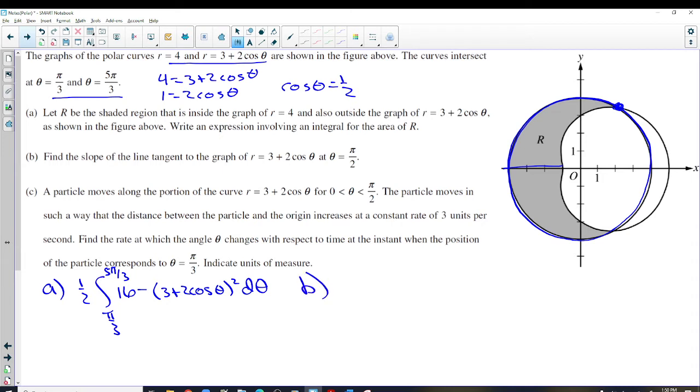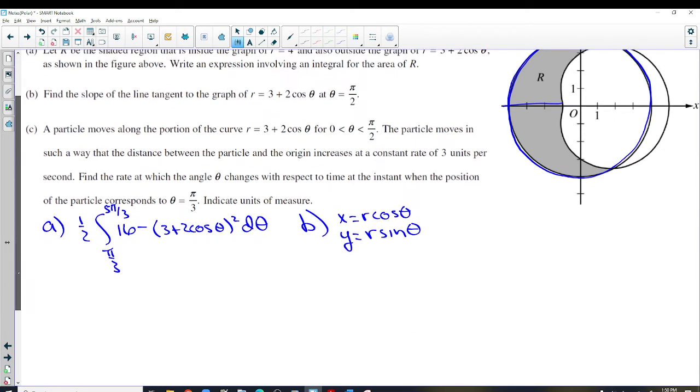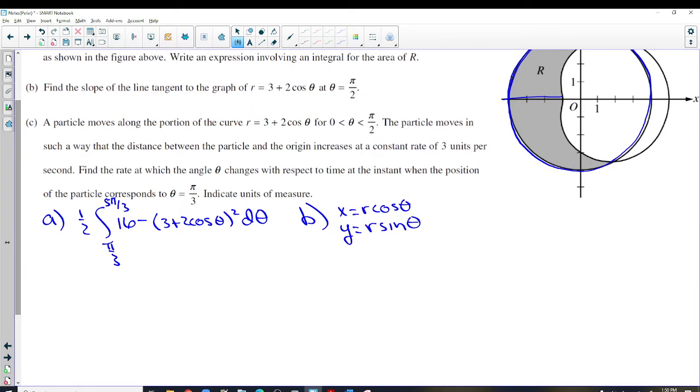B, find the slope of the line tangent to the graph of that at pi over 2. So let's do this first. Let's go x is r cosine, y is r sine. That's two of the tools that we have in our polar toolbox, so to speak. Well, r is 3 plus 2 cosine. So x is 3 plus 2 cosine times cosine. And y is 3 plus 2 cosine times sine.